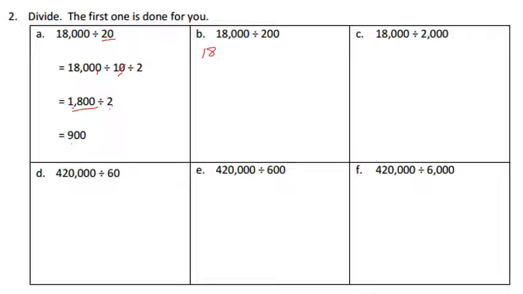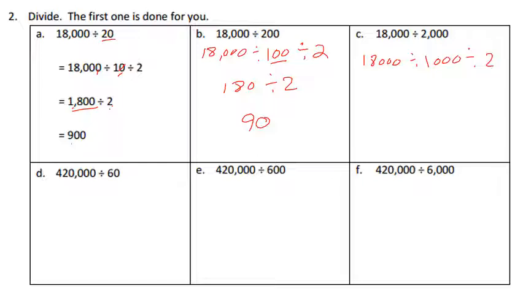The next one, we have 18,000 divided by 200, so we're going to pull the 100 out of there, divided by 2. We can see we're going to lose 2 place values, so we end up with 180 divided by 2. 18 divided by 2 is 9, so 180 divided by 2 has to be 90. The next one, we have 18,000 divided by 2,000, we're going to break up to 1,000 divided by 2, and we're going to lose 3 place values, so we have 18 divided by 2, which equals 9.